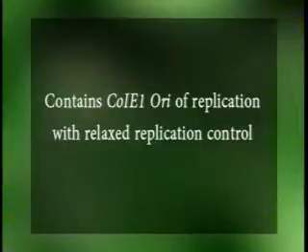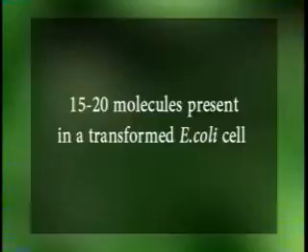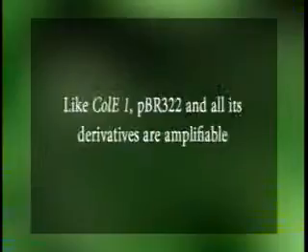It contains the ColE1 origin of replication with relaxed replication control. Generally, there are 15 to 20 molecules present in a transformed E. coli cell. But this number can be amplified by incubating a log phase culture of ColE1 carrying cells in the presence of chloramphenicol. Like ColE1, pBR322 and all its derivatives are amplifiable, which makes it very simple to isolate large amounts of these plasmids.